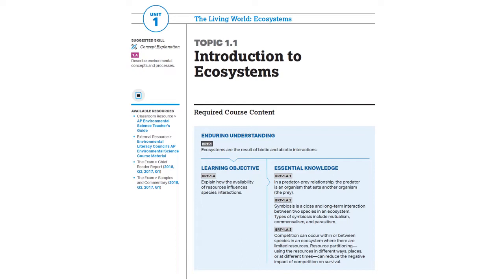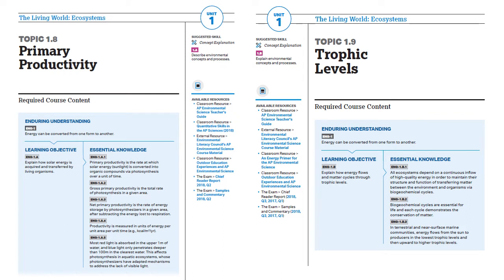Introduction of Ecosystems. The learning objective here: explain how the availability of resources influences species interactions, and this enduring understanding is key: ecosystems are the result of both biotic and abiotic interactions. Skipping forward in the topics to topic 1.8, primary productivity, we're going to talk about how solar energy is acquired and transferred by living organisms.